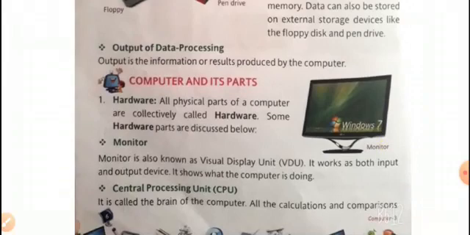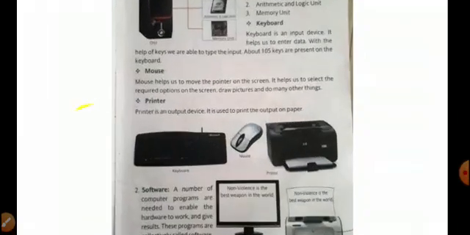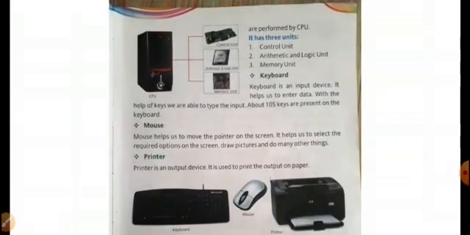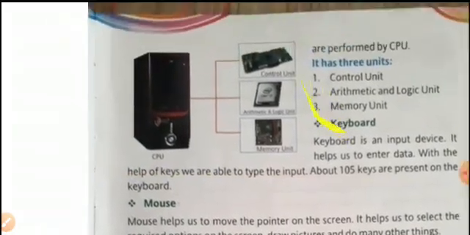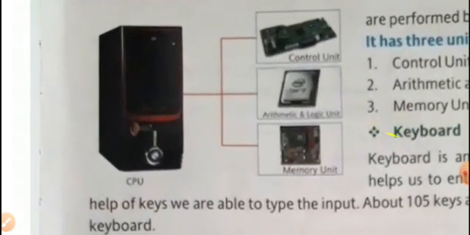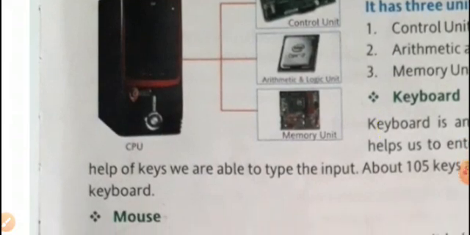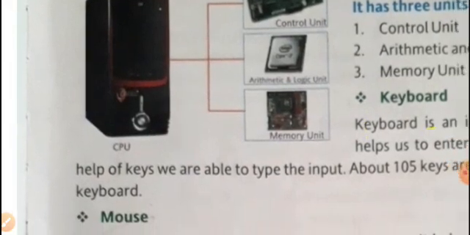Next, CPU. CPU is also a hardware and it is known as the brain of the computer. All the calculations and comparisons are done in the CPU. And there are three units into which the CPU is divided, as we can see in the picture also. First is the control unit, CU, second arithmetic logical unit, and third MU, memory unit.